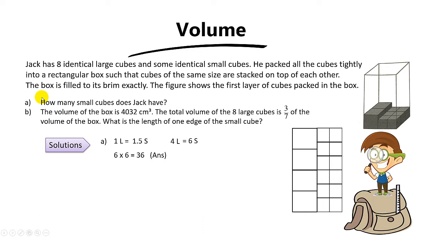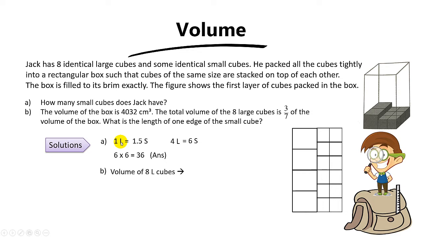Can you see this question is pretty tricky? Because it's testing you on your visual spatialization skill. You must try to visualize by looking at the top view as well as looking from the front view. So part A is a tricky one. I hope that you can understand this.